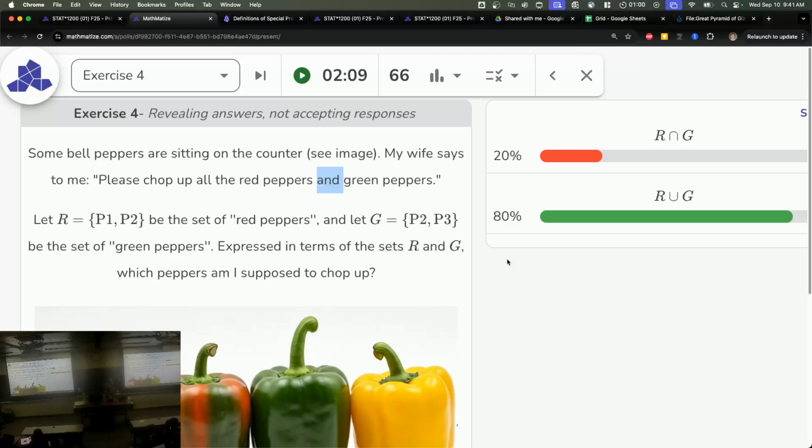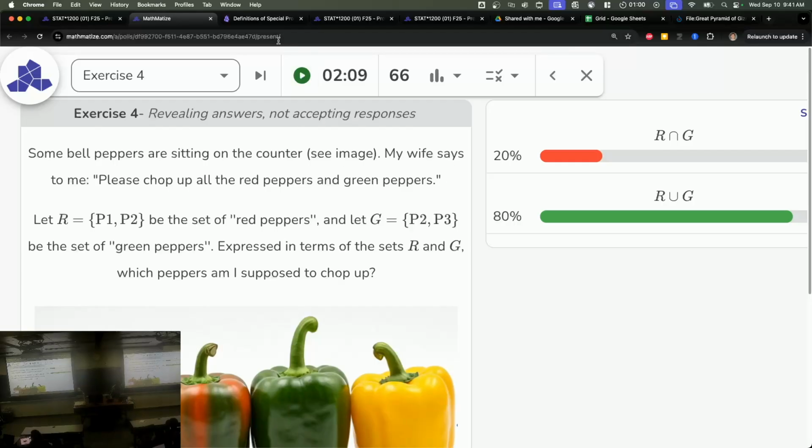And the whole point of this question is to show you that the union, even though it's defined with "or," in real life, in the English language, sometimes the word "and" actually means a union. That's because this "and" was not the "and" on the conditions, right? So this is the difference. This is telling me to do two tasks. First, cut up all the red peppers. And then, when you are finished, cut up all the green peppers. So this is do two different tasks.